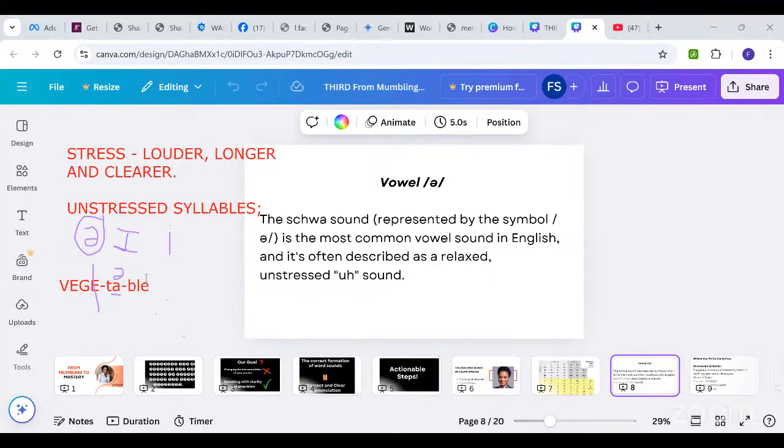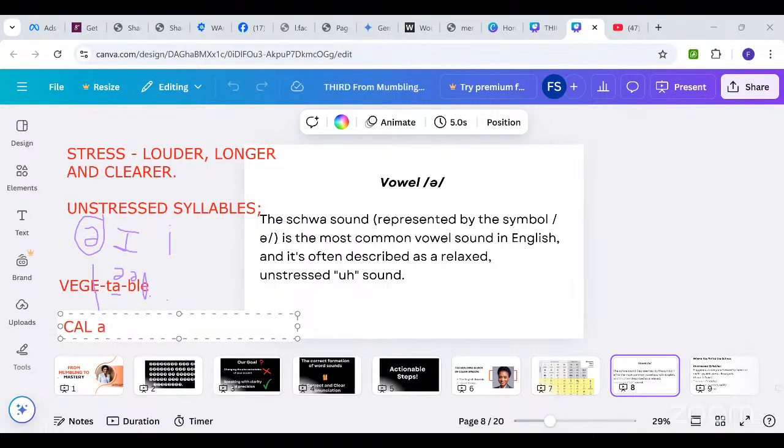Another is the last E. The last E here, naturally E is supposed to sound eh, but the E here is changed into a schwa as well. Now the schwa moves in between the B and the L. So when we want to pronounce it, we say buh, bull, vegetable, vegetable.